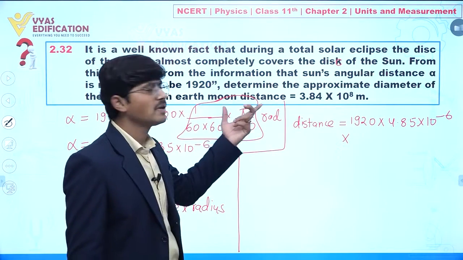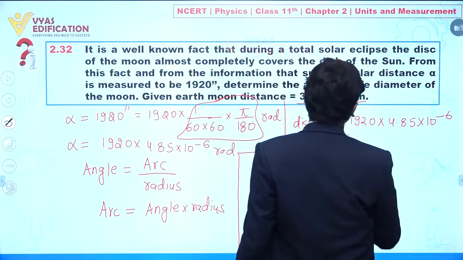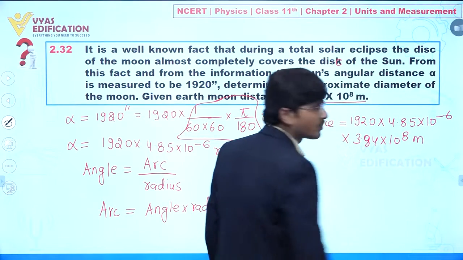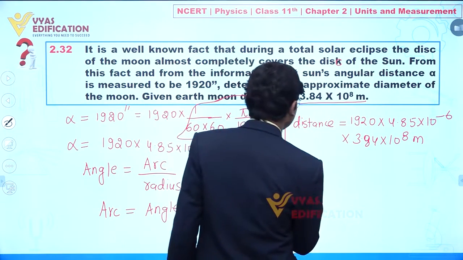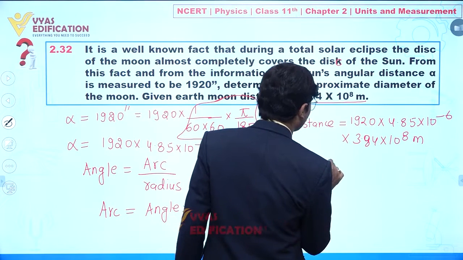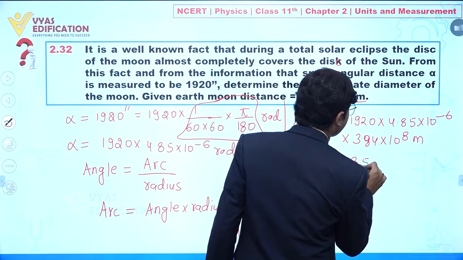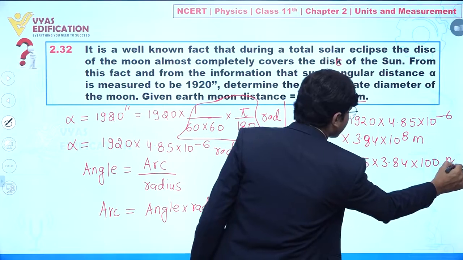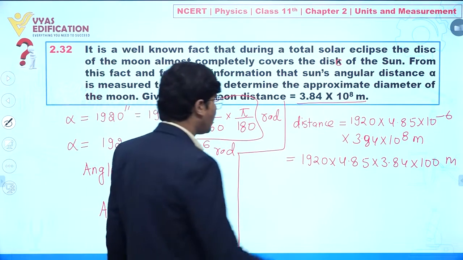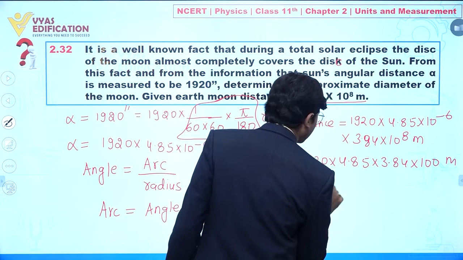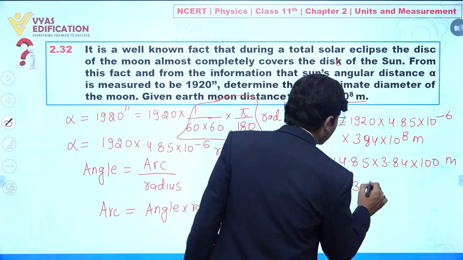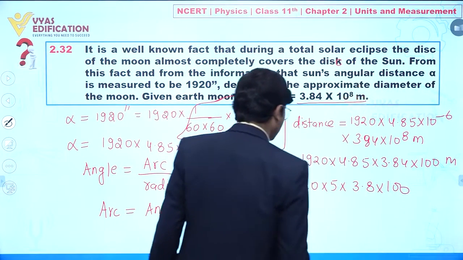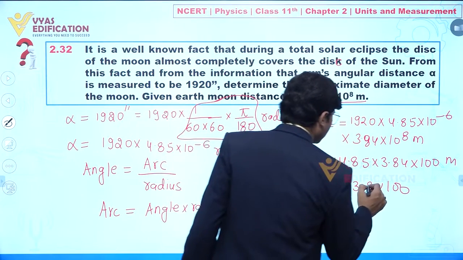So the distance between earth and moon is given to you, 3.84 into 10 to the power 8 meter, clear? So from here we can write like this, if you calculate it, 4.85 into 3.84 into 100 in meter, clear? So just calculate it, we are taking here an approximate result, let's suppose I am taking it 5 and let's suppose I am taking this as 3.8, clear? And it is multiplied with 100, clear? So from here we can say this one is cancelled.